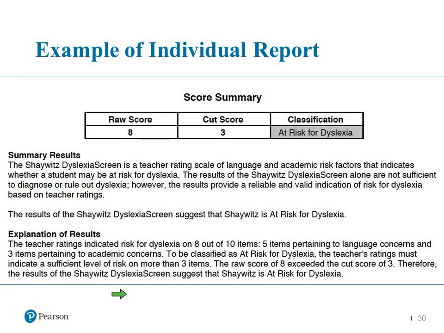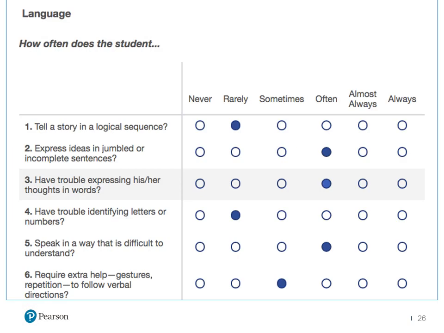So if we go back, let me just show you, let me go back to this real quick. What I want you to do is just think about this student. Think about the ratings that I provided, and think about, I know it's not all 10 questions, but just think about what you would expect from this type of a rating. So for this type of a rating, does this child tell a story in a logical sequence? Rarely. Do they express ideas in jumbled or incomplete sentences? Often.